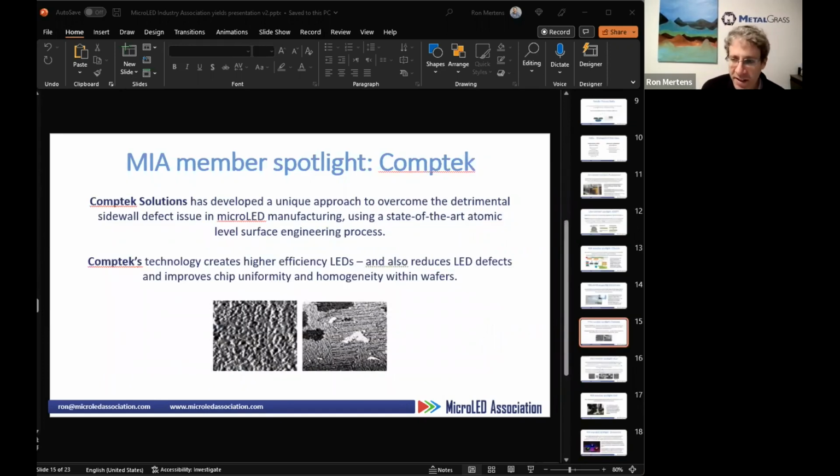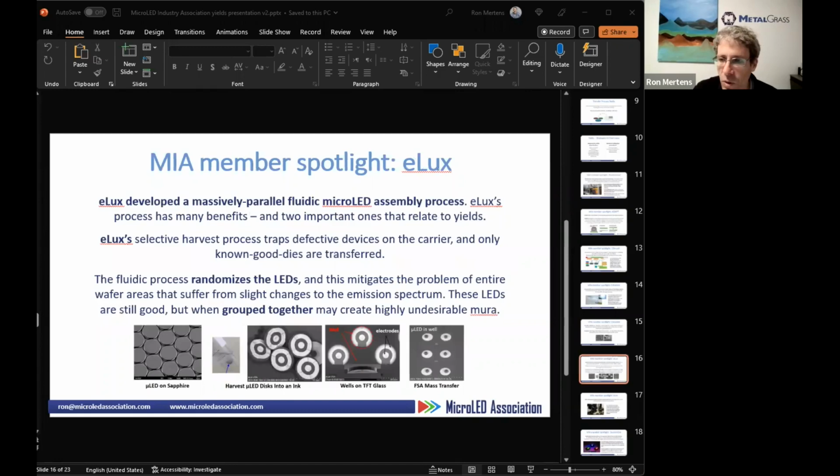The next company is Comptech, based in Finland. It's an early stage company. They developed a unique approach to protect materials using ALD passivation. The technology protects the sides of the LED. And as you know, the sidewall defects on micro LEDs are one of the main reasons for failures and reduced efficiency in LED production. And the main driver to protect these LEDs is to improve the efficiency. But they also found that this reduces LED defects and improves the wafer uniformity. So this could be quite useful again to combat bad yields.